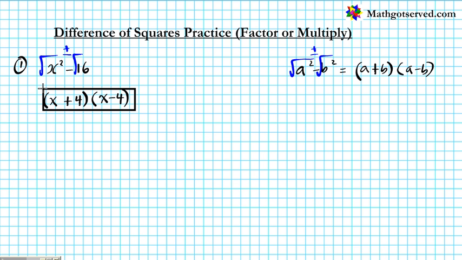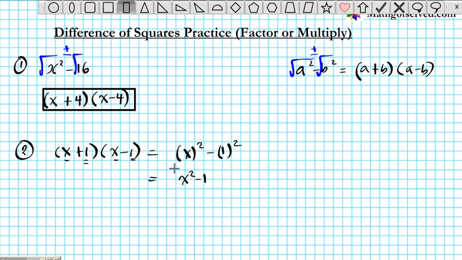Now let's try another example. Example 2: what if we had x plus 1 times x minus 1? We can clearly see that this is already factored, so we multiply. It's going to become the difference of squares. We square x and then we square 1. So it becomes x squared, the first term that shows up in the two quantities, minus 1 squared, the second term. If I work that out, I have x squared minus 1. So that's the answer to number 2.